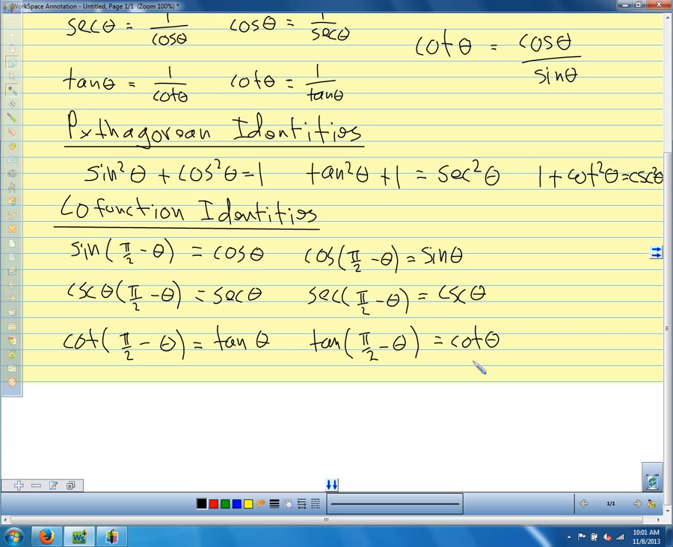So those are our cofunction identities. Cofunctions come up when we're finding the trig function of the complement of an angle.